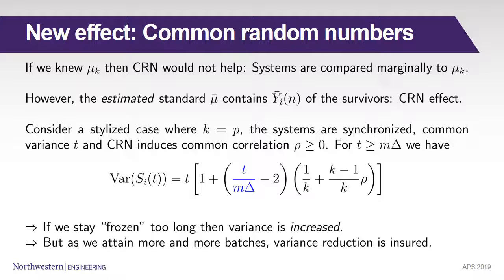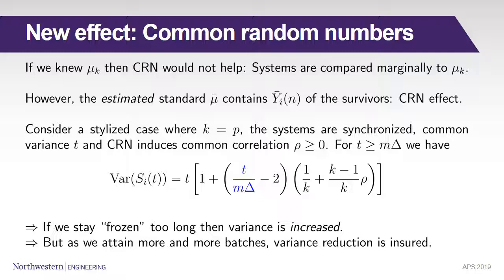To illustrate it, let's consider a stylized case where, again, the number of processors, P, is the same as the number of systems, K, and the systems are synchronized in the following sense. I send each system that has survived out to the processors to get a batch of delta observations, delta local time. They all come back together, and the standards get updated for the survivors. They have a common variance, 1, so the variance of the Brownian motion process is t, and common random numbers induces a common correlation that I'll call rho.